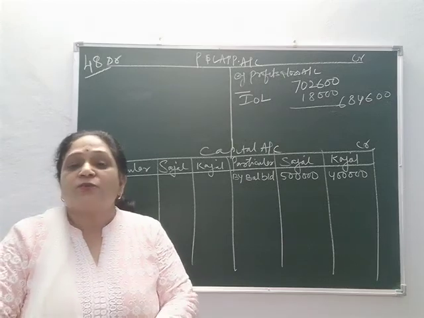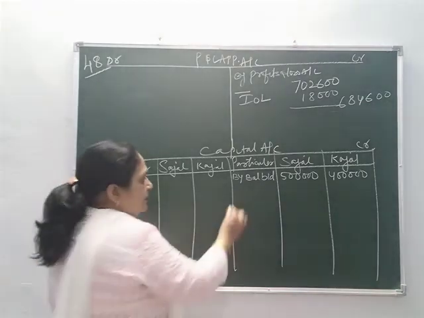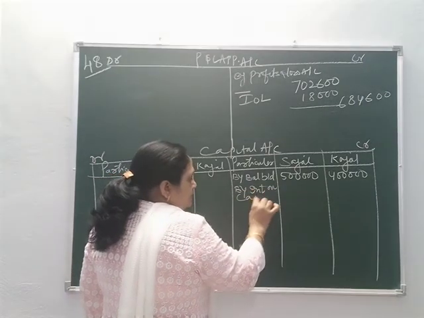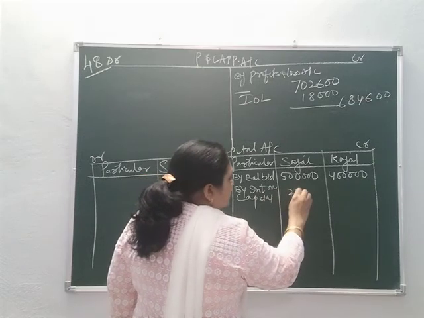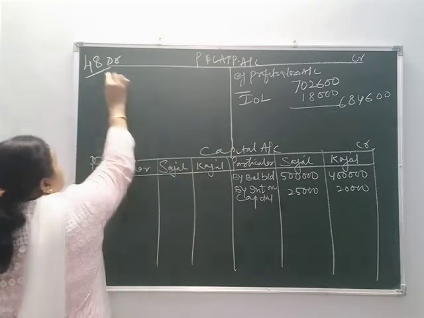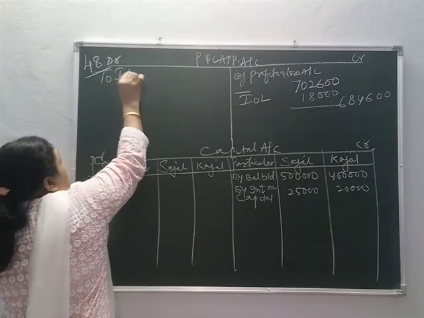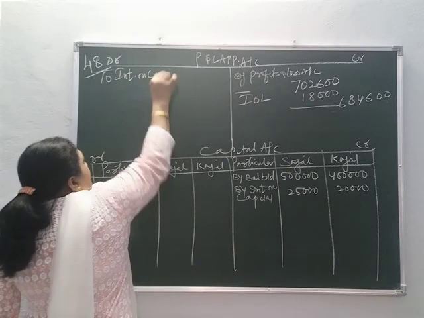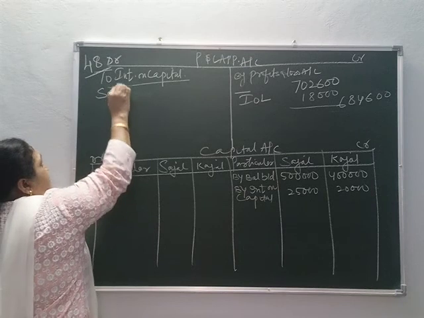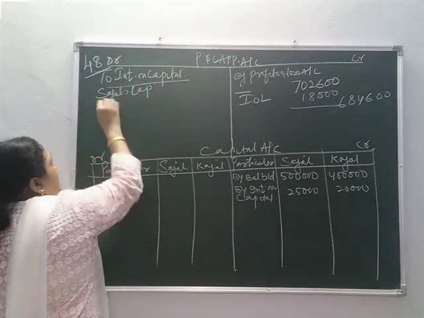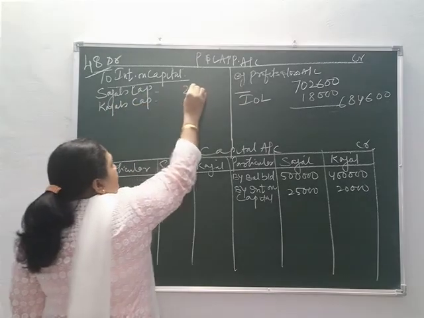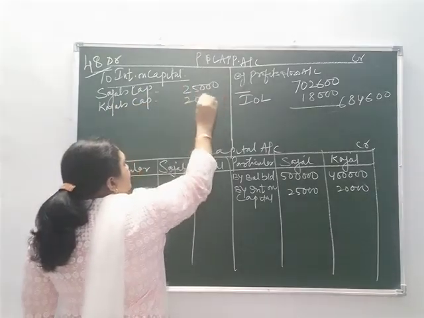Interest on capital is to be allowed at 5% per annum. So you have to allow them interest on capital, which is 25,000 and 20,000, and it is to be debited to P&L appropriation account. Interest on capital, Sajal's capital account and Kajal's capital account, 25 and 20.